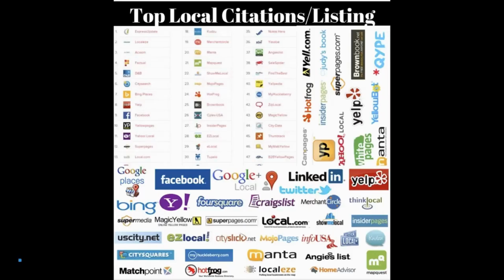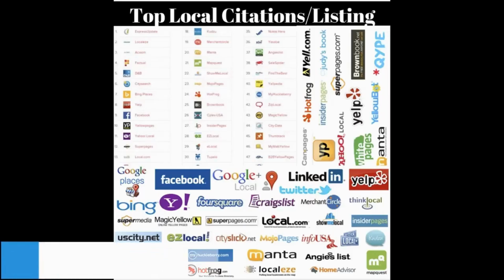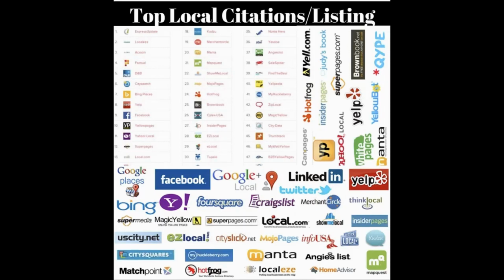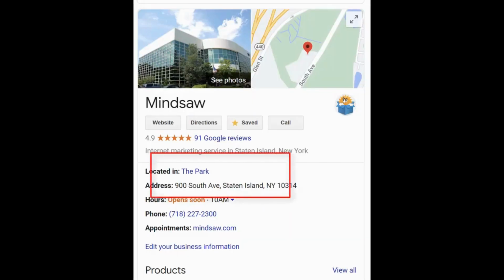Number 10 is you want to make sure that you have consistent citations. And what Google does is Google takes a look at the information that you put in the Google My Business inside the GMB and then looks around the web and says, hey, does this information match?